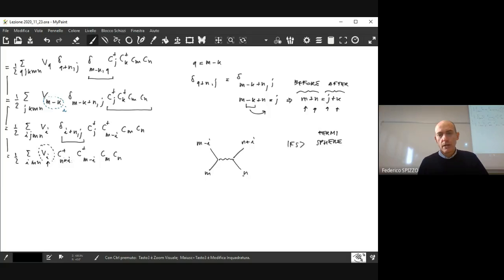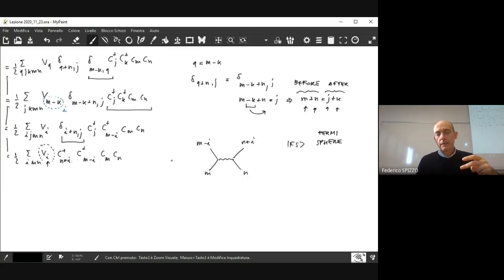no more level n and level m, but will have two more levels, m minus I and n plus I. So in this case, as you apply this operator to the Fermi sphere, you destroy a couple of levels and you create new levels. In principle, this operation may have at least two different effects on the Fermi sphere.